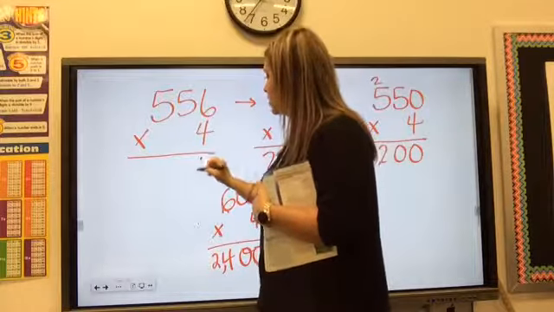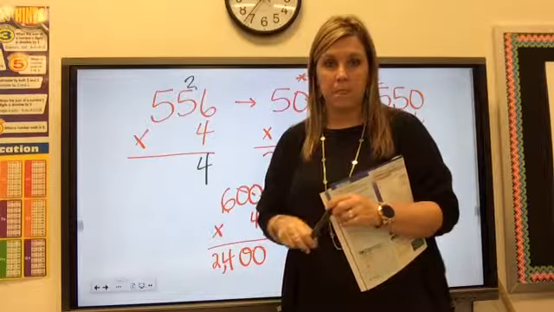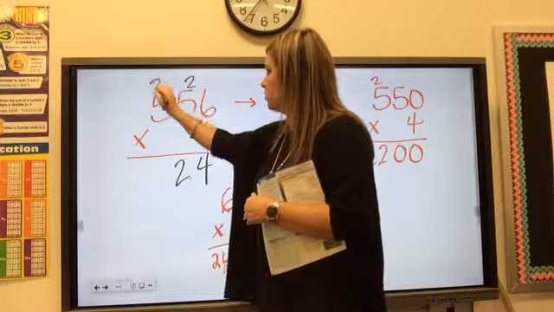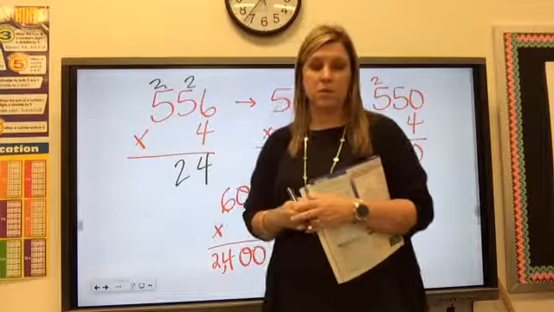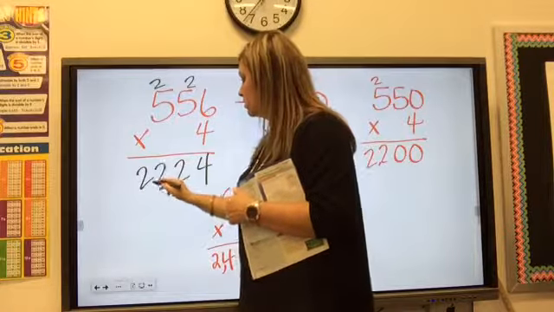Okay, 6 times 4 is 24, carry my 2. 5 times 4 is 20, plus 2 is 22.